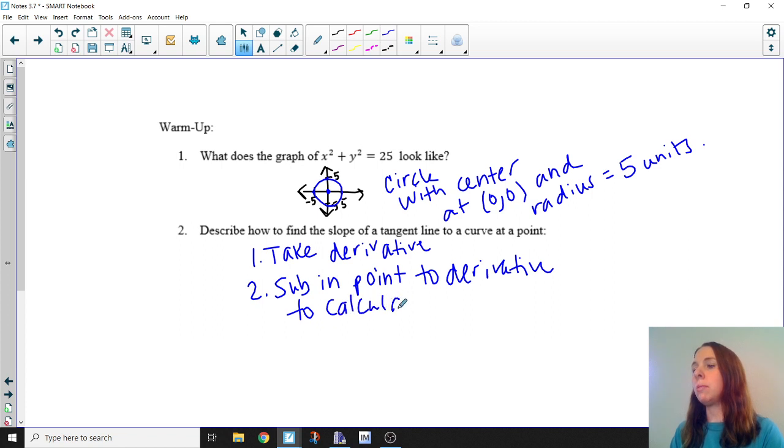Okay, my writing is becoming atrocious, but we're just going to go with it. To calculate slope.